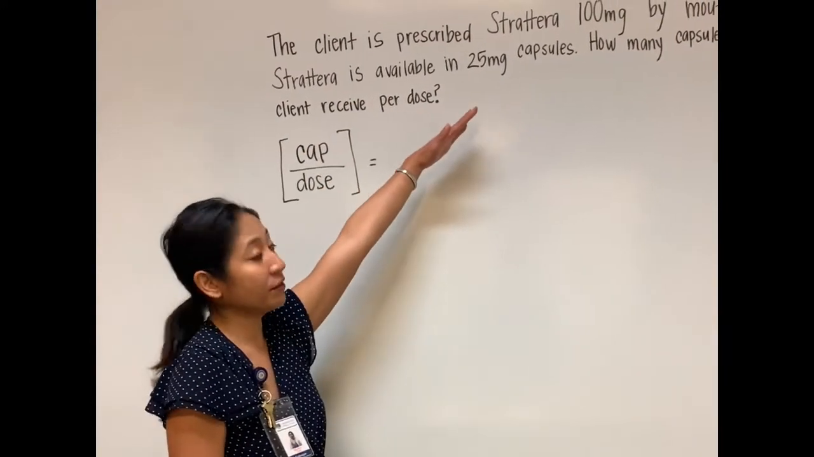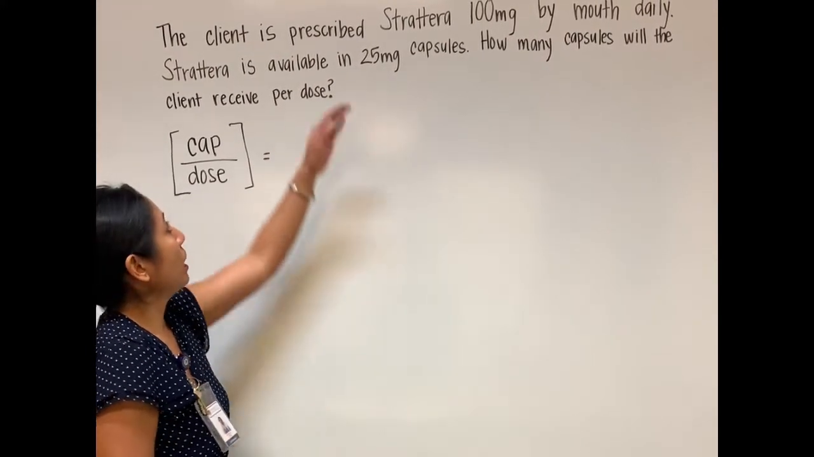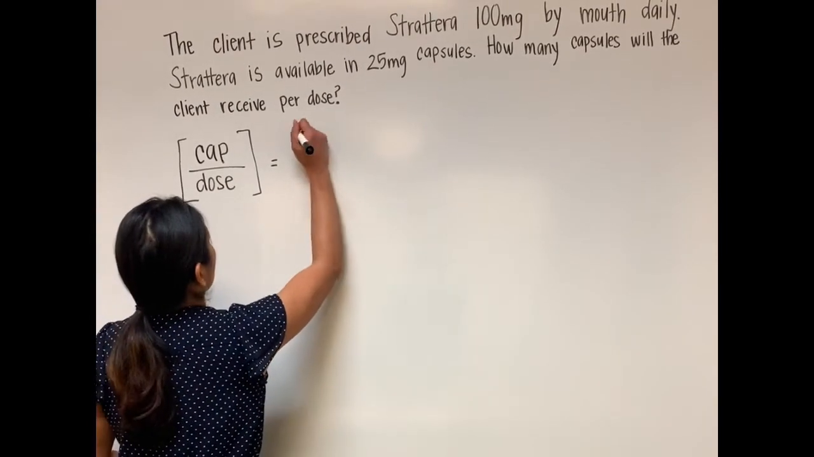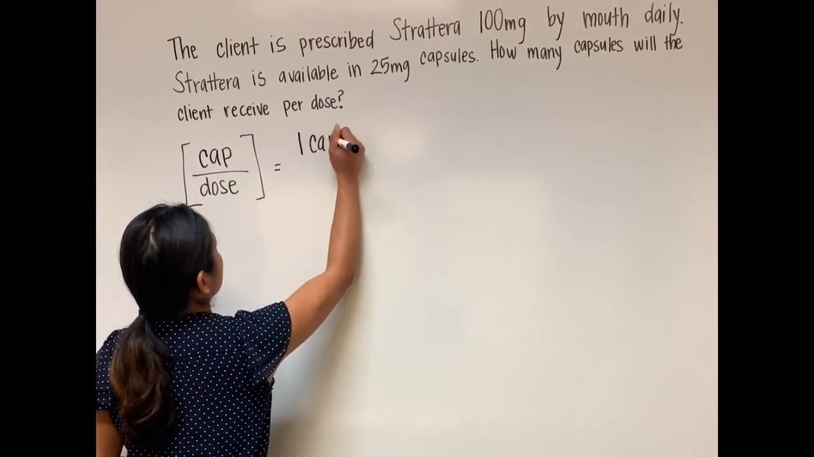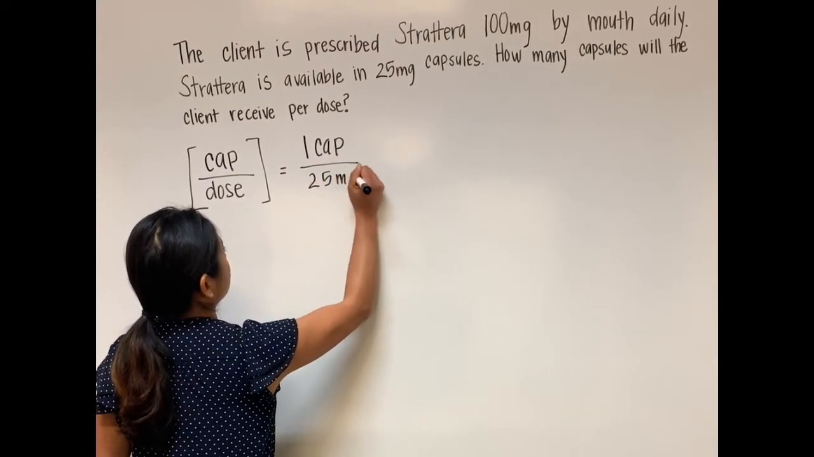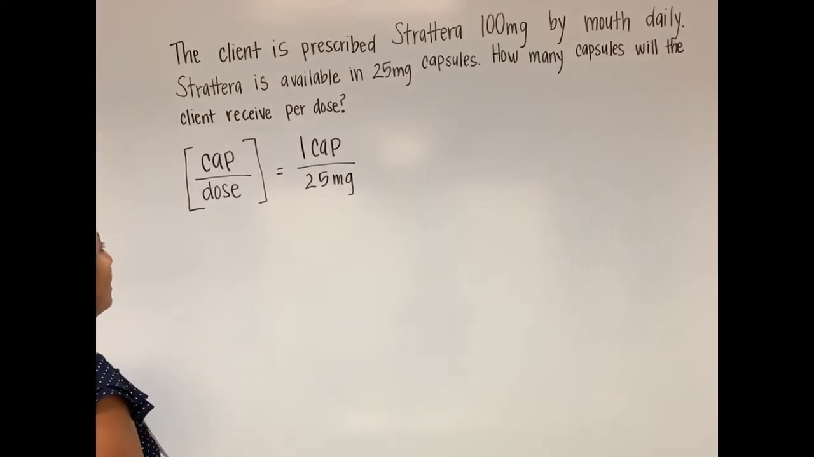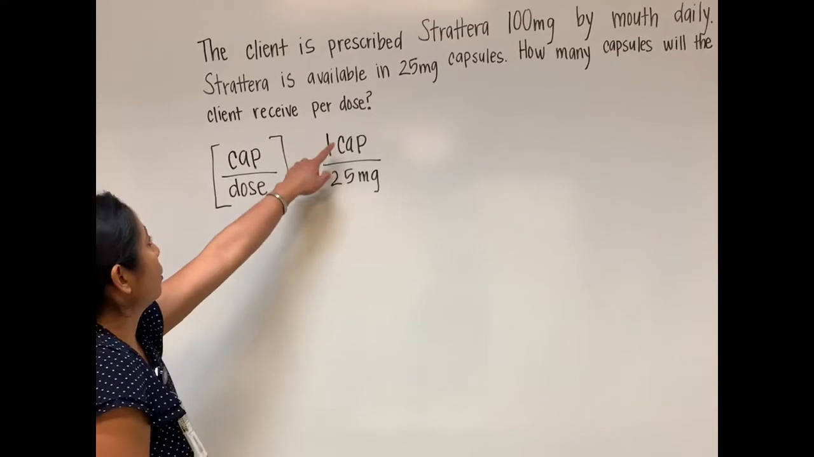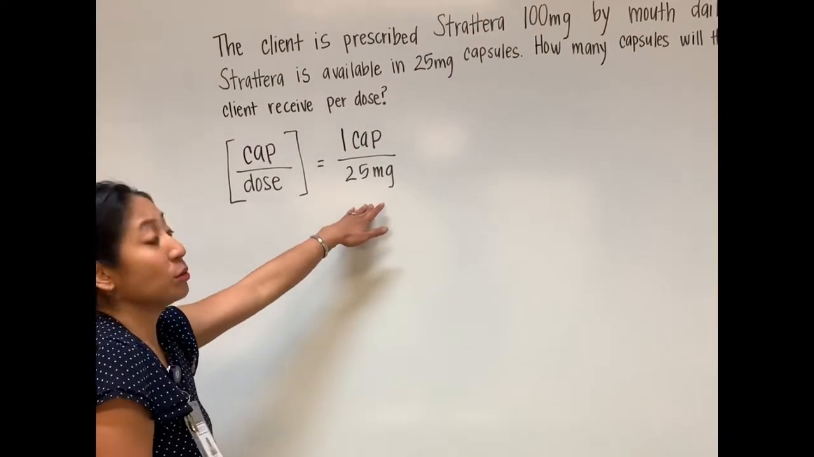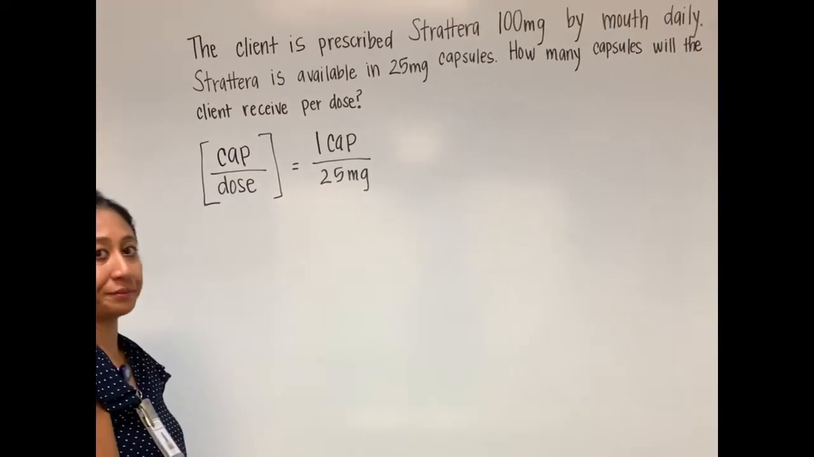So what do we have here that shows us capsules? We have 25 milligram capsules. So one capsule is equal to 25 milligrams. Are you with me? I hope you are. But we see that the numerators here match, but the denominators do not. So we have to cross cancel. How do we get rid of the milligrams?